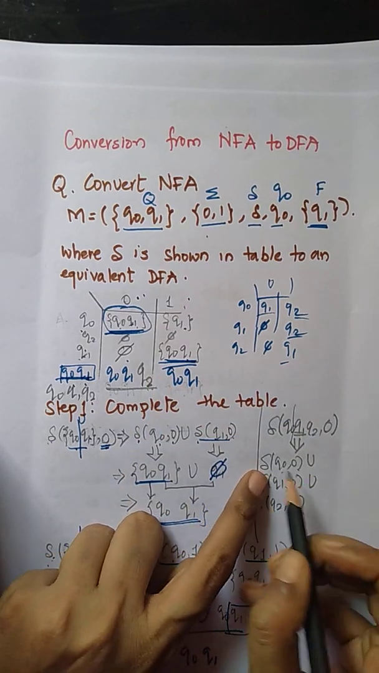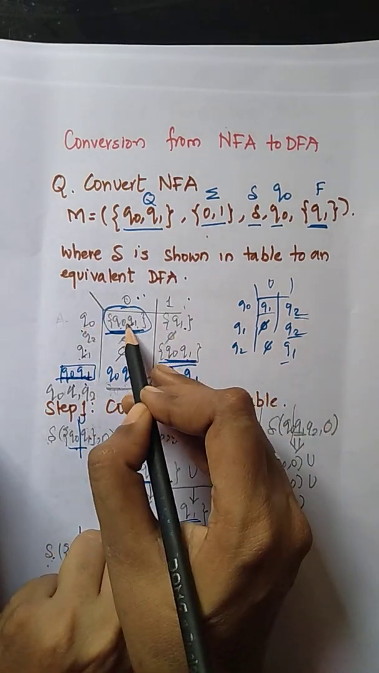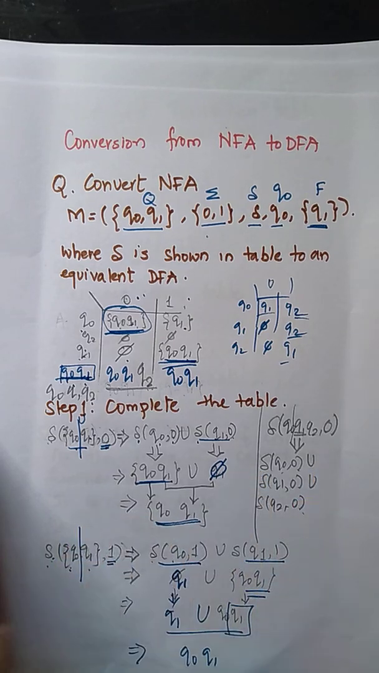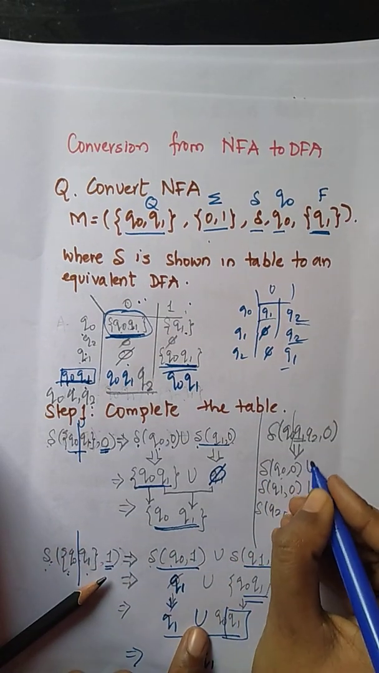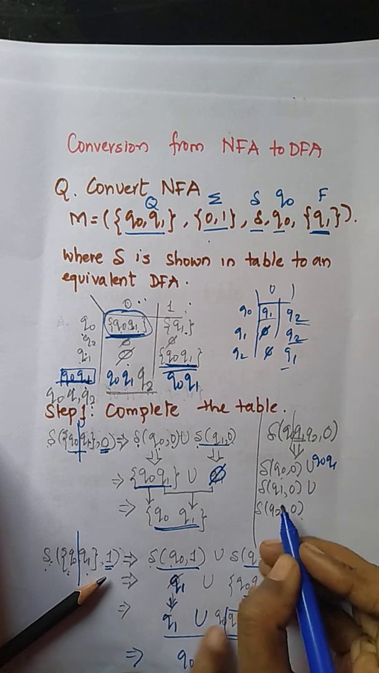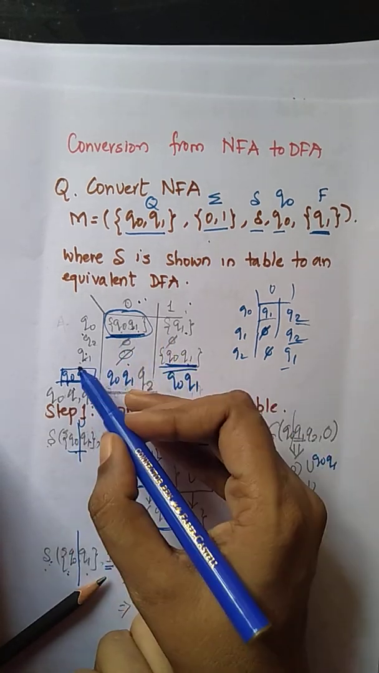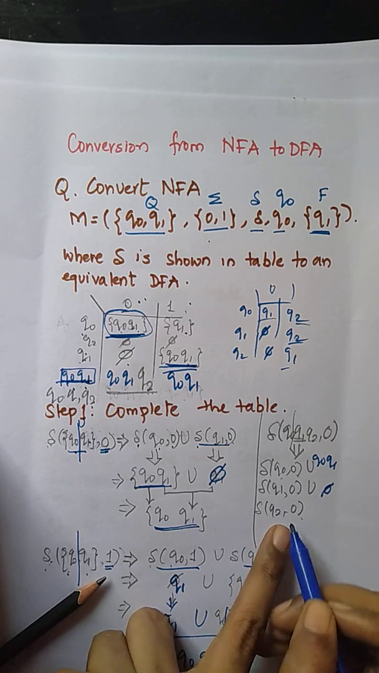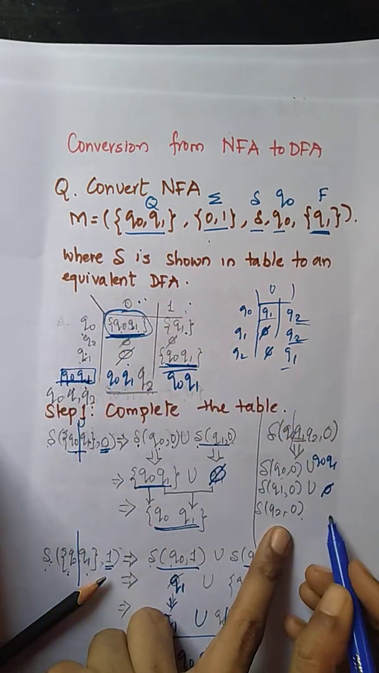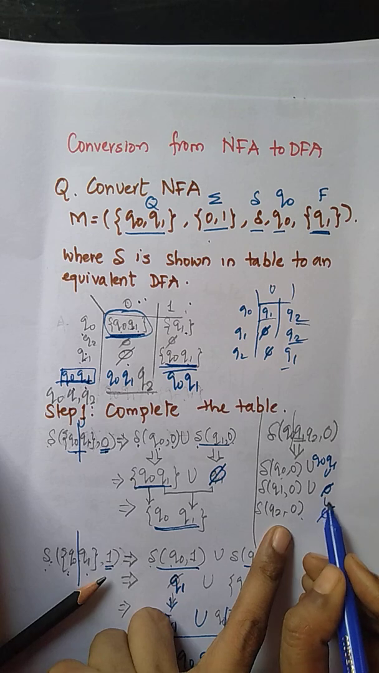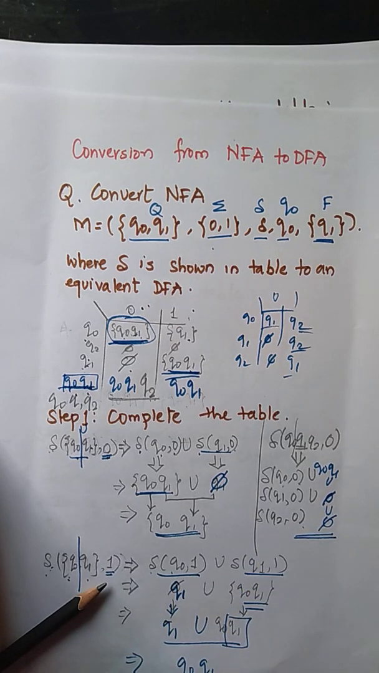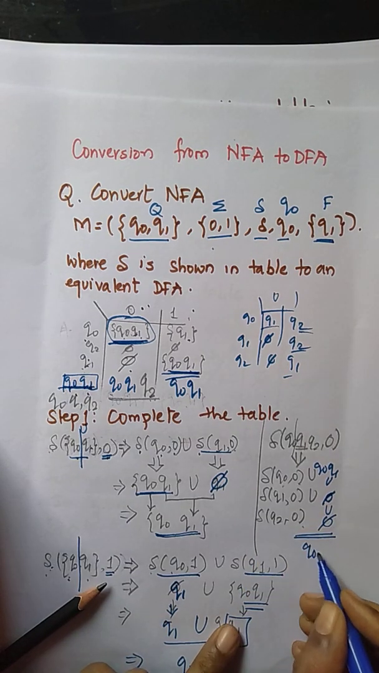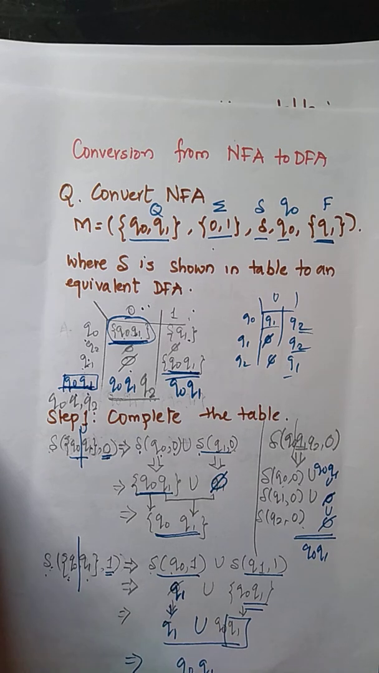Transition of Q0 with input 0 goes to Q0, Q1. So the answer will be Q0, Q1. Transition of Q1 on input 0 is null. Transition of Q2 on input 0 is null. You take the union of that. Union means we have to write only once. So after taking the union, we are going to get only Q0, Q1. That we have to include.